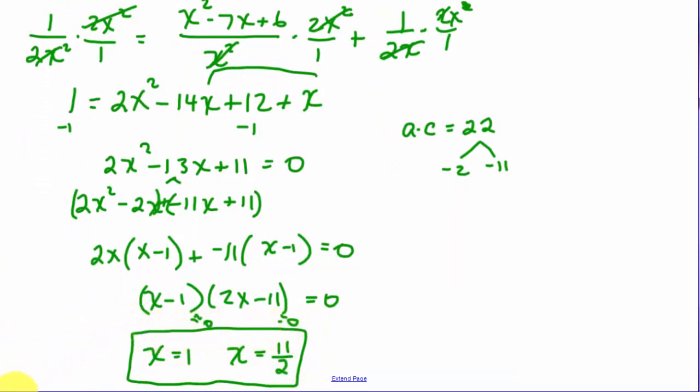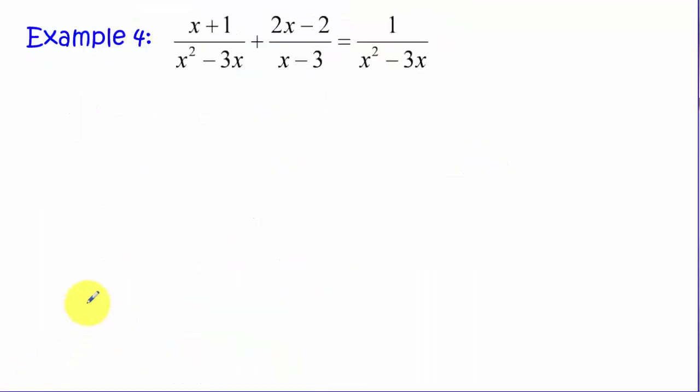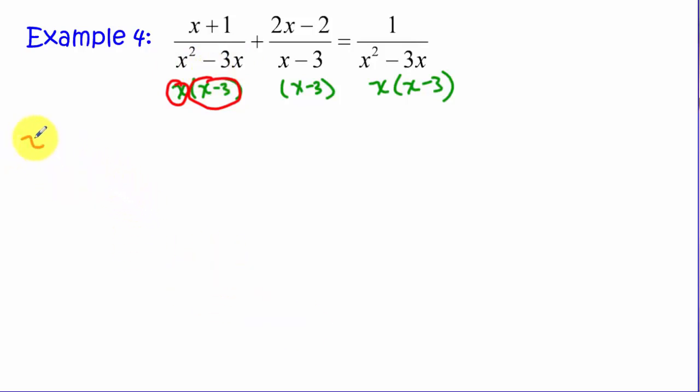And now our final example, this one will end up having an extraneous answer so that we can demonstrate that. So again, our denominator here factors into x times x minus 3. We can GCF factor out an x. This is already factored. And here again, we can factor out an x minus 3. So our unique factors, we have an x and x minus 3. So that's our least common denominator. So again, let's multiply every term by our least common denominator.